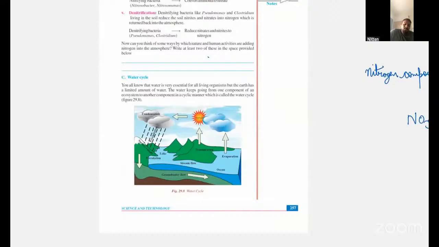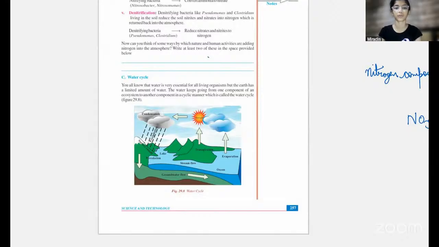Okay, next. Water cycle. So please, Miracle, please read this. Water cycle. You all know that water is very essential for all living organisms, but the earth has a limited amount of water. The water keeps going from one component of an ecosystem to another component in a cyclic manner, which is called the water cycle.